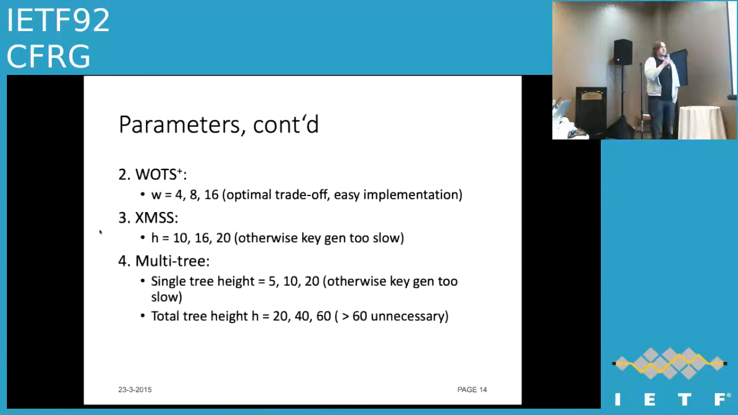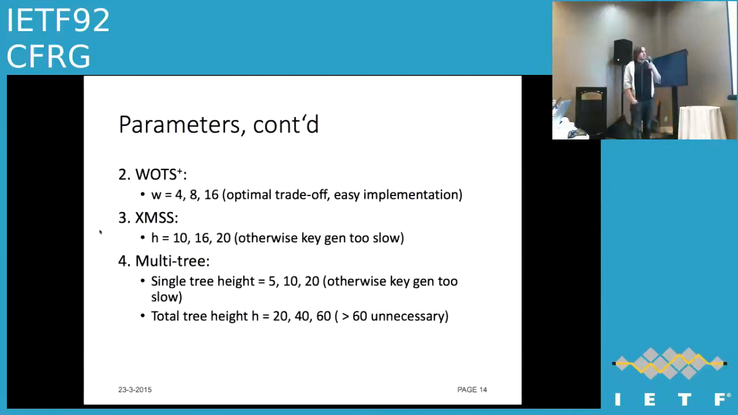For our parameters, we limited W to be 4, 8, or 16. The reason is, on the one hand, these are powers of 2, which allow for an easier implementation, and these values give you the optimal trade-offs. Lower values are simply less efficient in terms of speed and size, and bigger values will not reduce the signature size significantly, but you pay a lot in terms of speed.